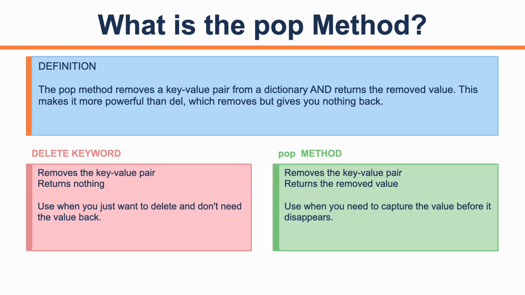The pop method does two things at once. It removes a key-value pair, and it returns the value that was removed. This is the key difference from the delete keyword. Use pop when you need to capture the value one last time before it disappears from the dictionary.